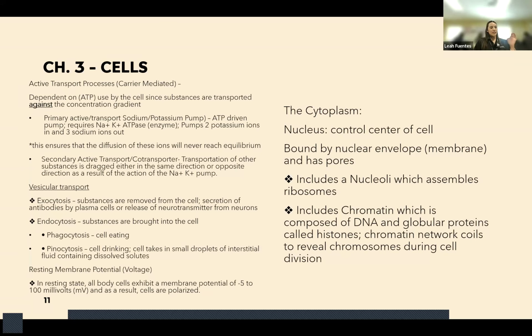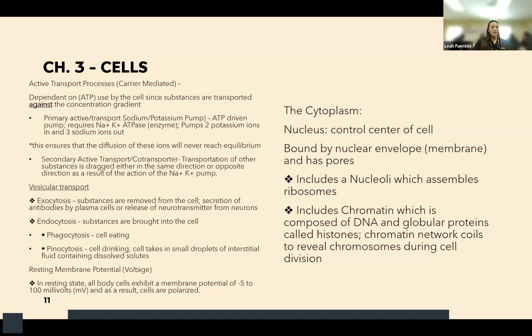Okay, and then we move into active transport processes. So we just talked about passive. Now we're going to talk about active. So active transport processes are dependent on ATP or adenosine triphosphate use by the cell, since substances are transported against the concentration gradient. And so again, these are all active transport processes.